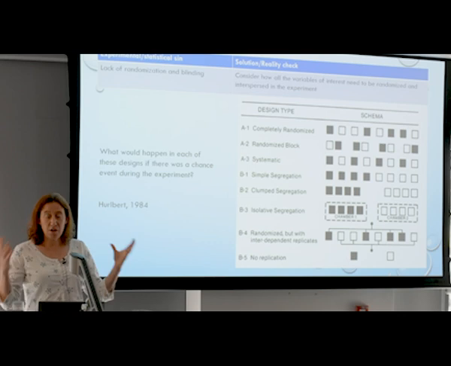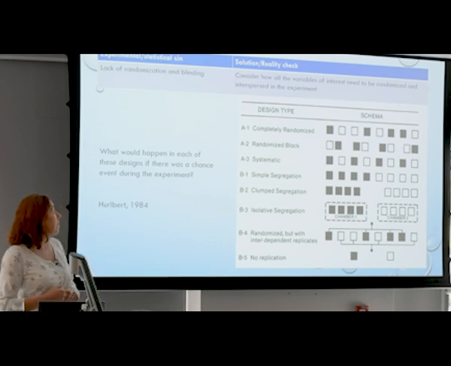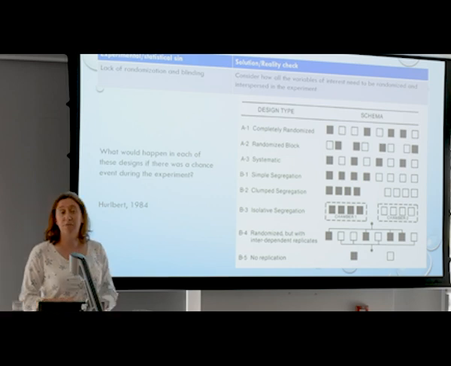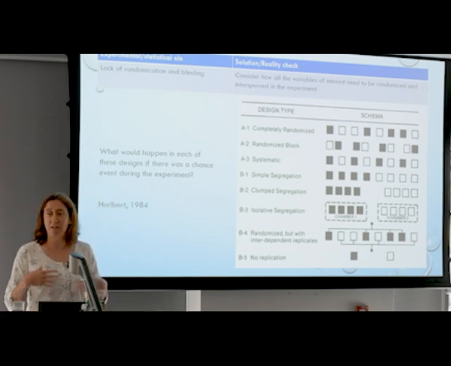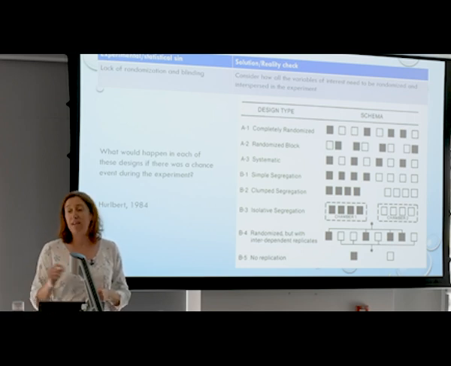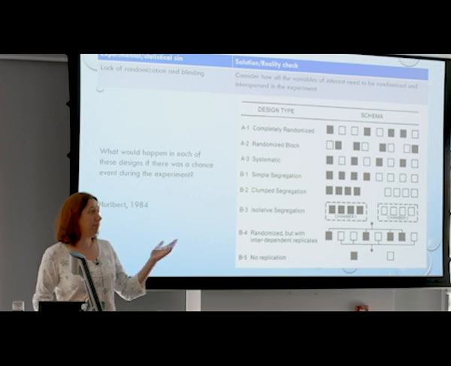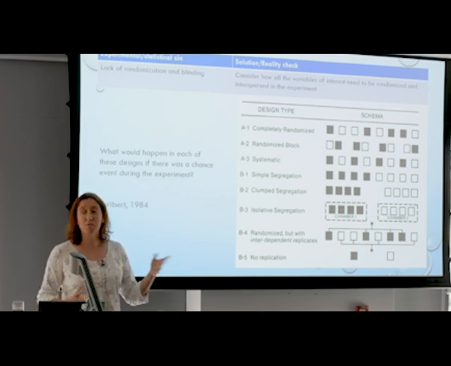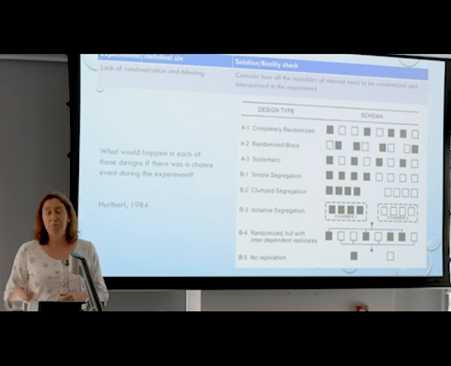The nice concept of randomization and interspersion was outlined in this paper by Stuart Hurlbert in 1984. And he produced this very nice schematic to help us conceptualize what we're aiming for. He said, just ask yourself a very simple question: what would happen in each of these designs if there was a chance event during your experiment? Let's imagine there was an environmental gradient in light or temperature, or an accident in the lab. Which of these designs would be affected the most?